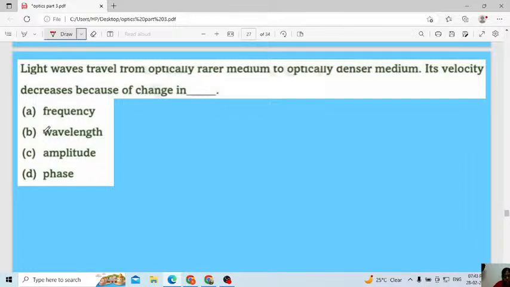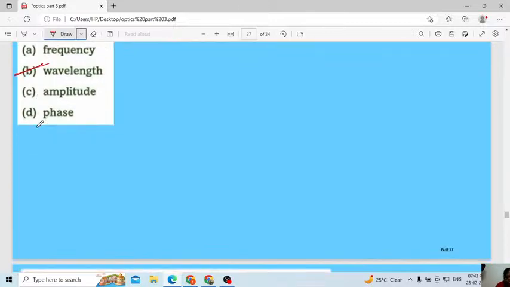Yes, light waves travel from optically rarer medium to optically denser medium. Its velocity decreases because of change in... why will the velocity decrease? When we are talking about the wave, when we are talking about the rays, what will we consider? Frequency, wavelength, amplitude or phase? Wavelength. Very good. Option B is the correct answer. Wavelength we will consider. What is meant by wavelength? The successive difference between the crest and trough. That I will explain in wave optics.